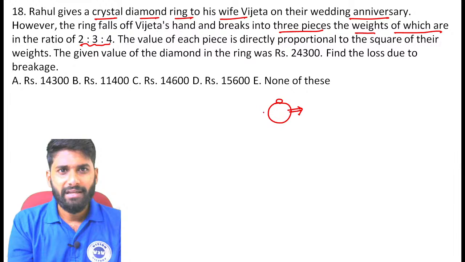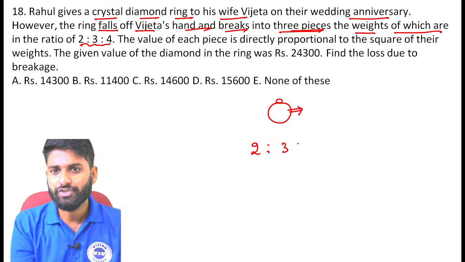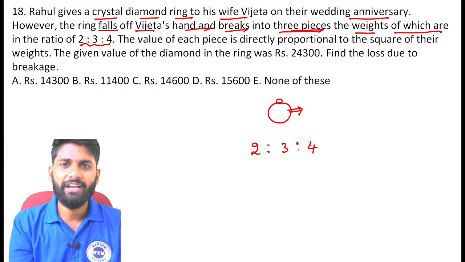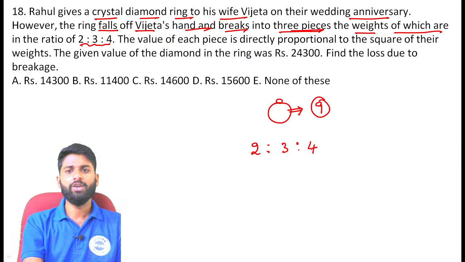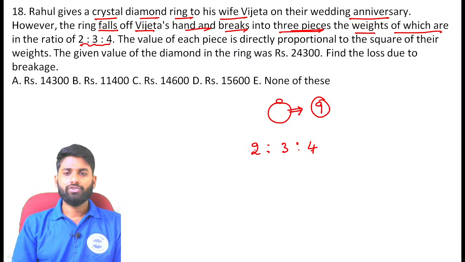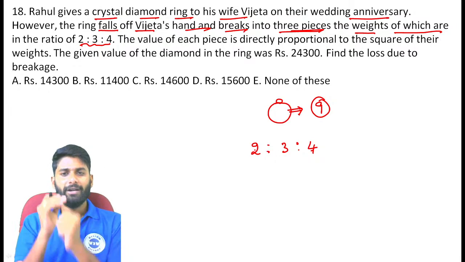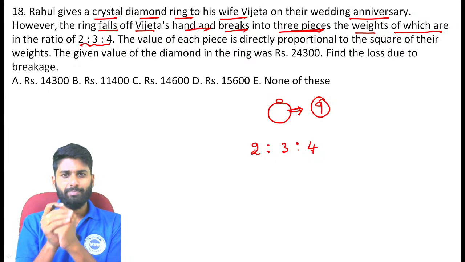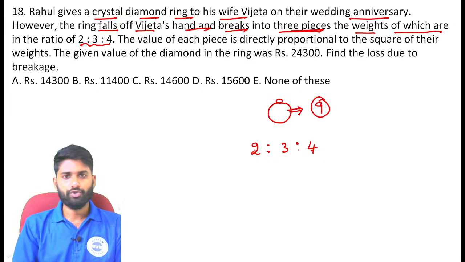Now the ring falls off Vijeta's hand and breaks into three pieces. Now it breaks into three pieces like 2 is to 3 is to 4. Now the original quantity is equal to 9 units. How we can get 9 units means 4 plus 3 plus 2. So the sum of those three values is equal to 9. It is a single quantity, the value becomes exactly equal to 9 quantities. But the ring was broken into three ratios like 2 is to 3 is to 4. So that is the main important part in this question.